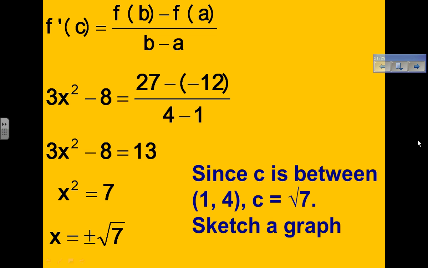You could have more than one c in the interval. Don't misunderstand, but it said just find the only one, so we did. But you could have more than one. It's possible.